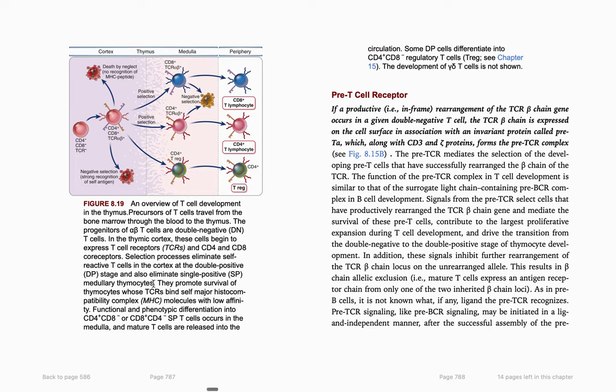Selection processes eliminate self-reactive cells in the cortex at the double positive stage, and also eliminate single positive cells in the thymus. They promote survival of thymocytes whose T cell receptor binds self major histocompatibility complex molecules with low affinity.